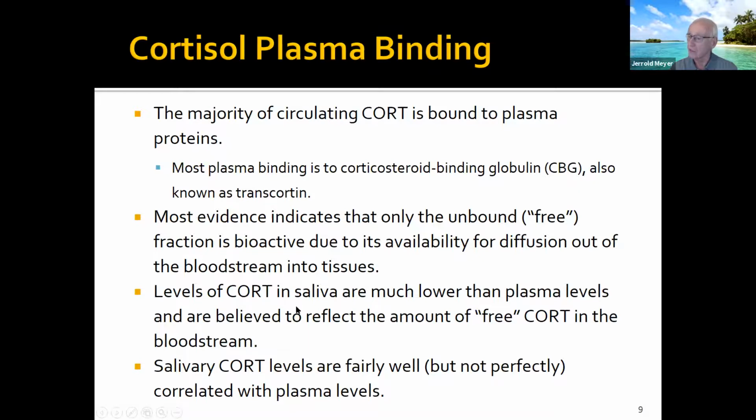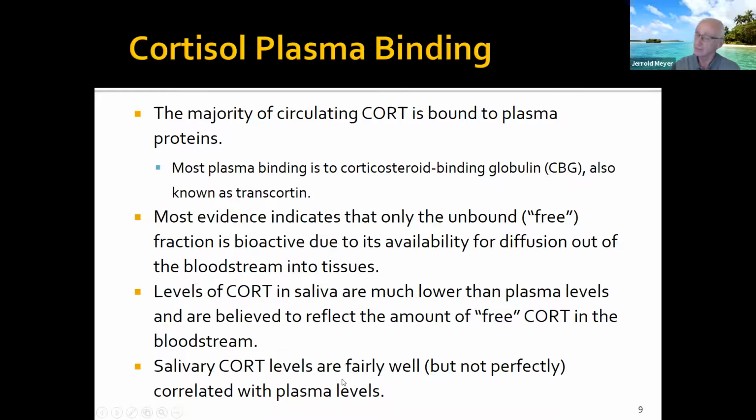One aspect of this binding is that only the unbound cortisol, we believe, diffuses out of the blood into the saliva. That's one of the major reasons why saliva cortisol is much lower than blood, because presumably only the free, unbound cortisol gets into the salivary cells and into the saliva when it's secreted.